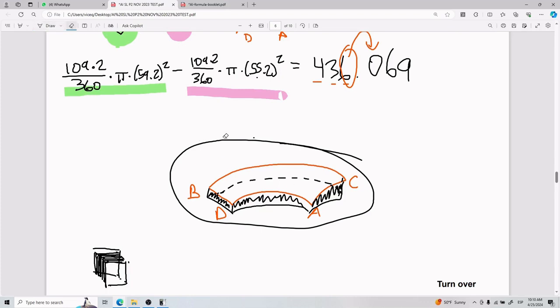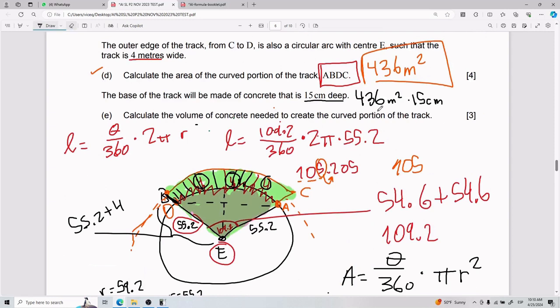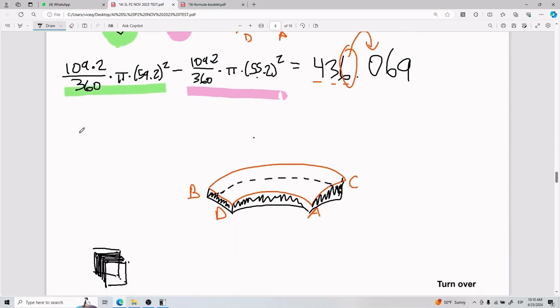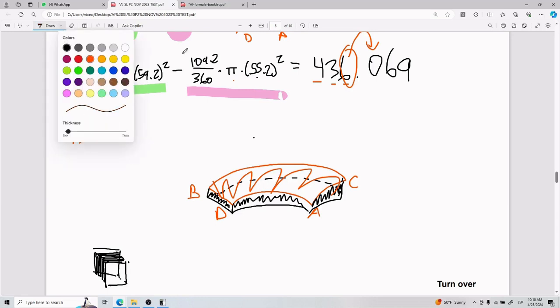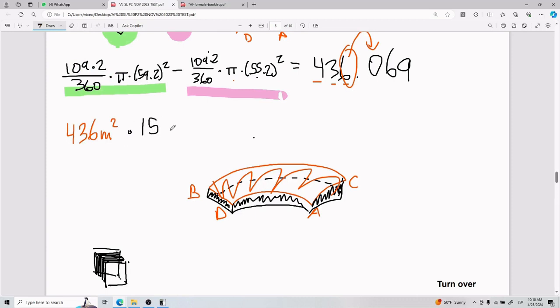But here, it's not so easy, right? This is worth 3 points. So there's gotta be something fishy going on. And the fishy thing going on is that for part D, you said that the area of the shape that's in orange, the ABDC, this guy on top, is 436 meters squared. And you want to find the volume when you multiply by 15 centimeters. So that's a problem. You either go with meters or you go with centimeters. And so I'm just going to show both.